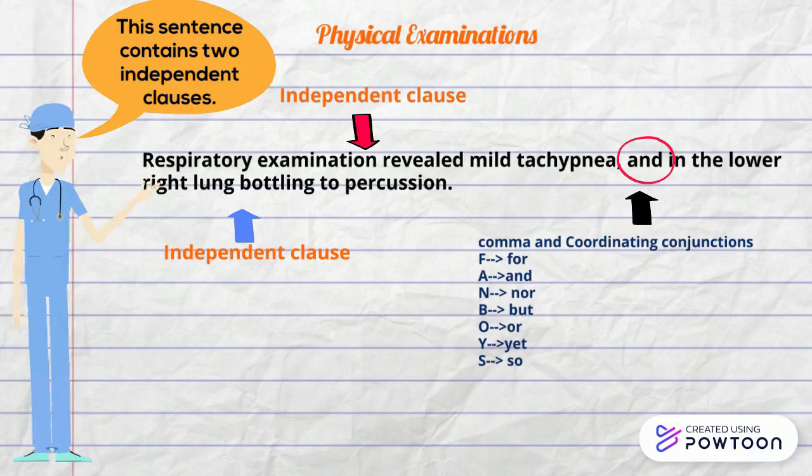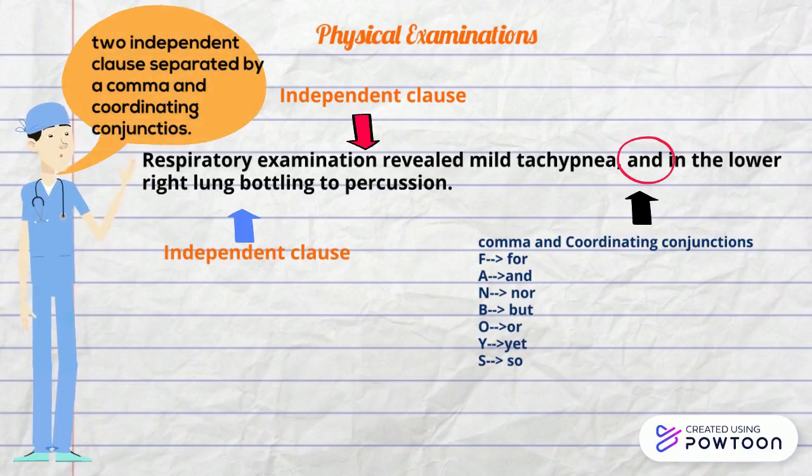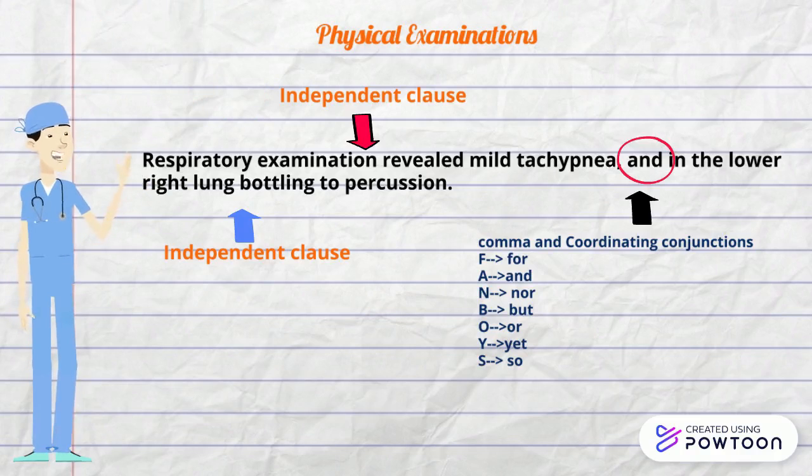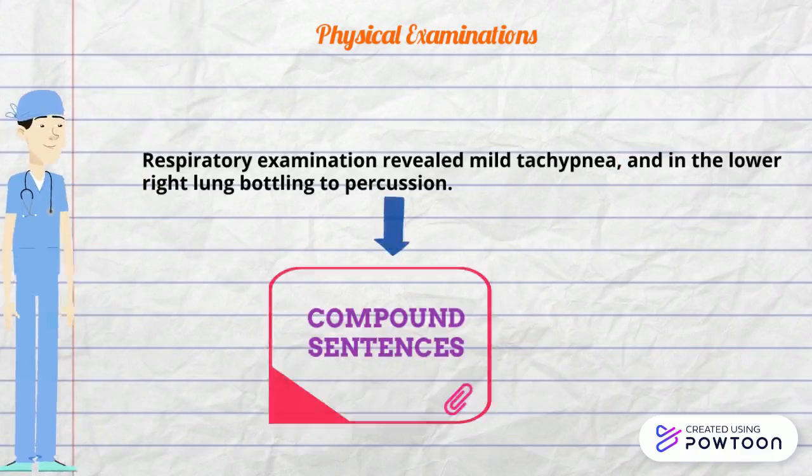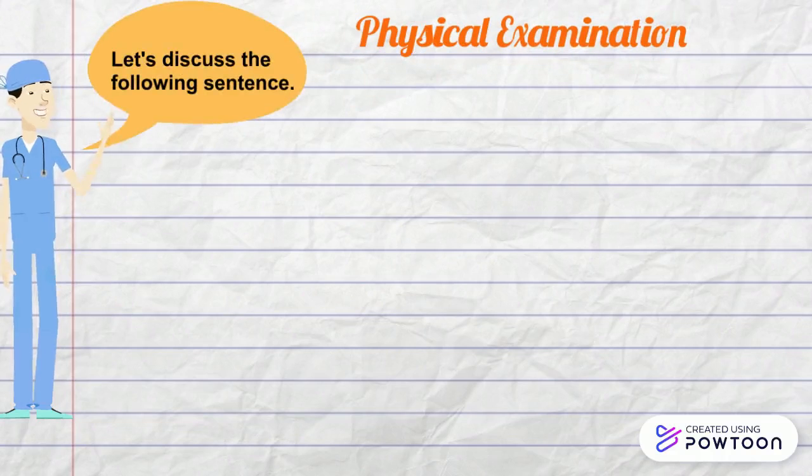This sentence contains 2 independent clauses separated with a comma and a coordinating conjunction. This sentence is a compound sentence. Let's look at the following example.